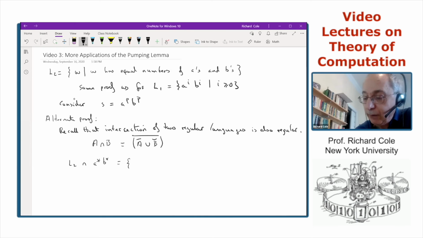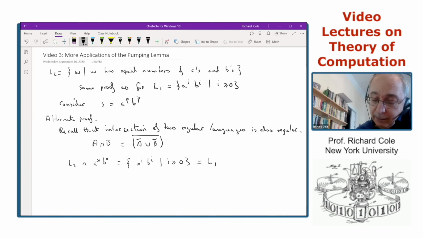Well, L2 says we've got equal numbers of A's and B's, and A star, B star says the A's come before the B's. So it's exactly the following: equal numbers of A's and B's with the A's before the B's. So once we've taken this intersection, we get L1.